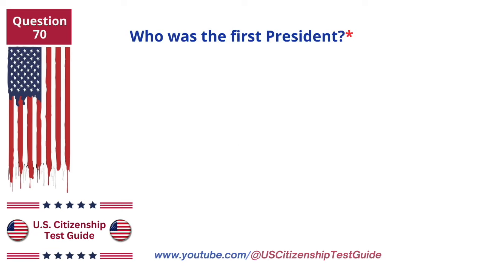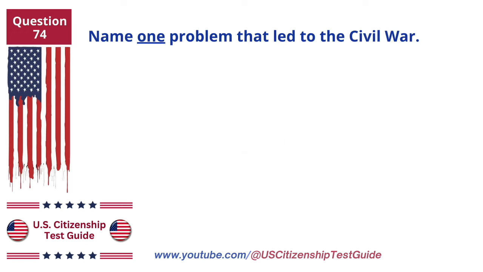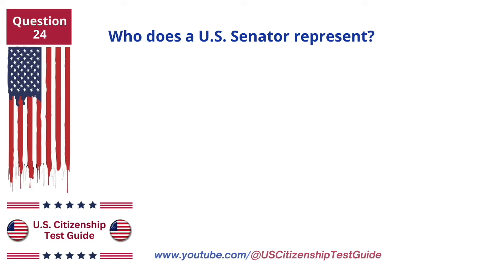Who was the first president? George Washington. Name one problem that led to the Civil War. Slavery. Who does a U.S. senator represent? All people of the state.